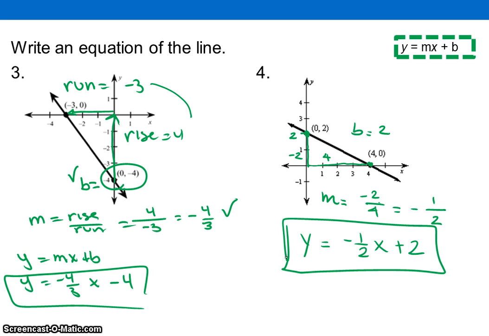So, Miss Fitzgerald, we did rise over run, and we did these slope triangles for both of those. But since we have both coordinates, could we also use the slope formula to find the slope? Yeah, that's another way to do it. Okay. I don't want to do that, though. Yeah, that was easier.